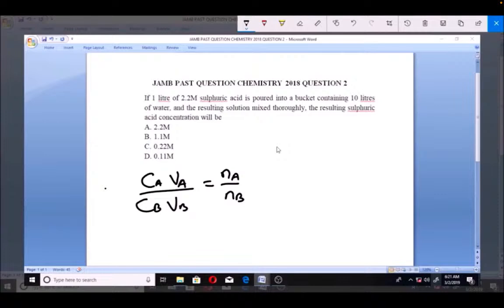Now, what is our Ca in this case? Ca is the concentration of the sulfuric acid, and it's given as 2.2. Now, what is Va in this case? We are taking the acid as A. So the volume of the acid in this case is 1 liter.